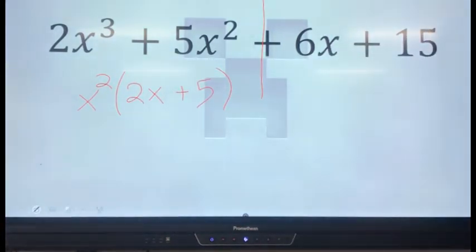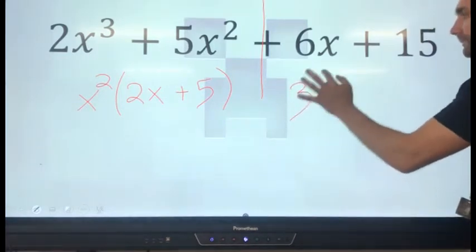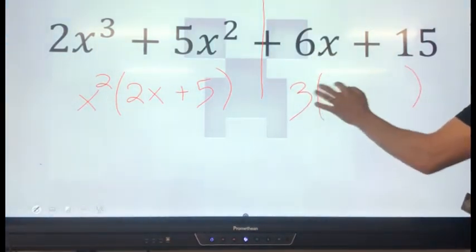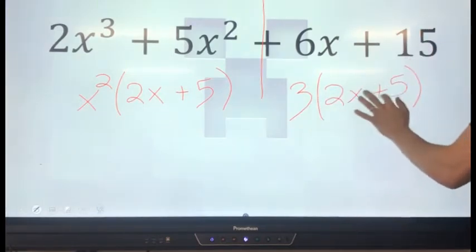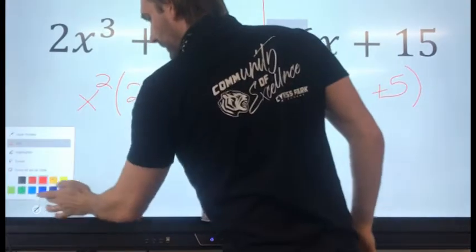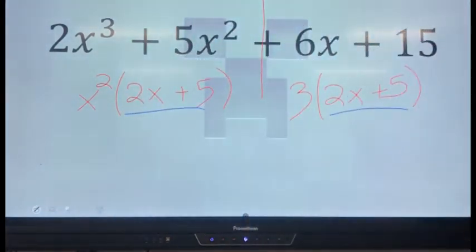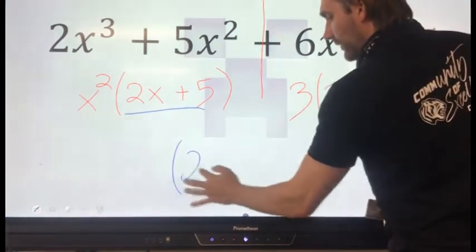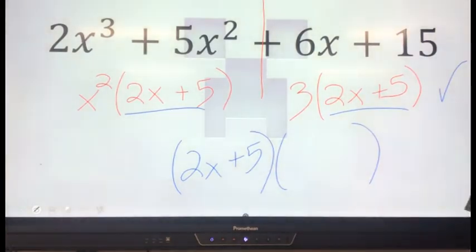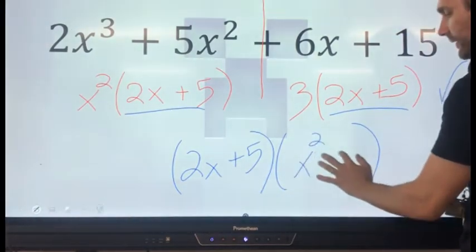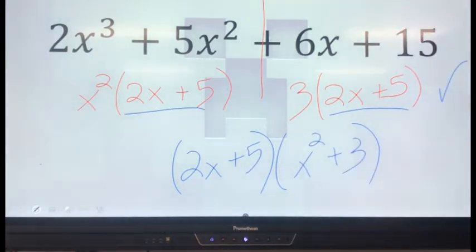There's the left side. Now to the right, what was my GCF? It was a 3. So 6 divided by 3 is a 2 with an x, and 15 divided by 3 is a 5. Did you get to the checkpoint and find that these were equal? Very good. Those weren't just equal, they were also part of my factor here. So 2x plus 5, and the outside, x squared plus 3. That's what you should have gotten. Pat yourself on the back if you got there.